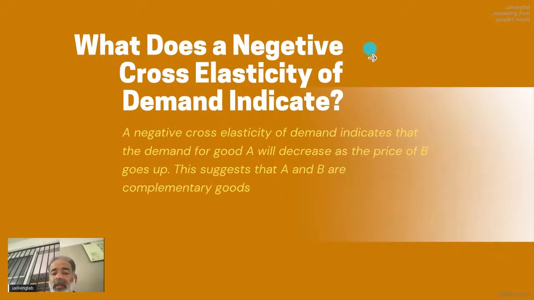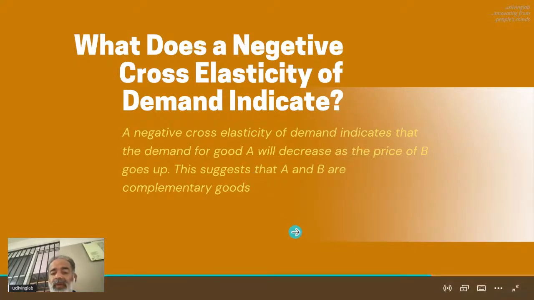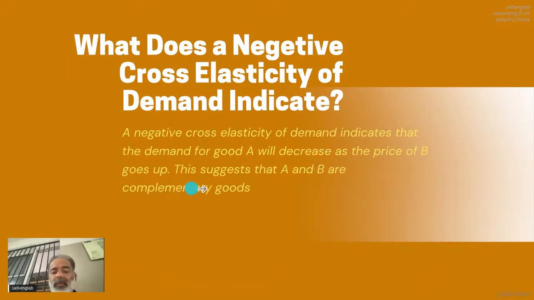So what does negative cross elasticity of demand indicate? A negative cross elasticity of demand indicates that the demand for good A will decrease as the price of B goes up. This suggests that A and B are complementary goods.